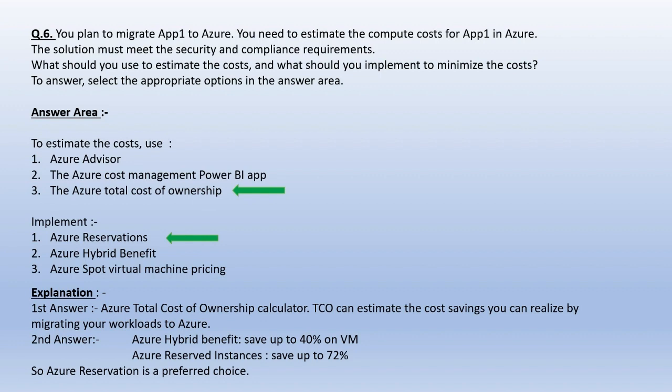And for the second answer, Azure Hybrid Benefit saves up to 40% on the VM, and Azure Reserved Instances save up to 72%. So definitely we will try to implement Azure Reservation along with finding the cost based on the Total Cost of Ownership calculator.